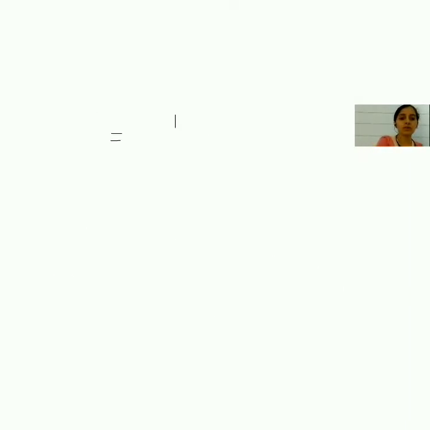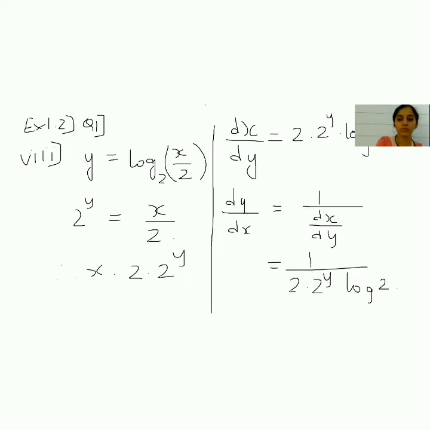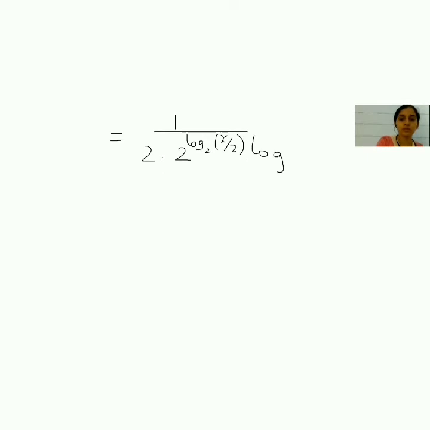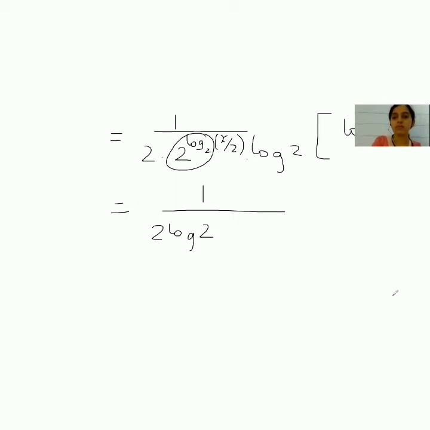So we have 1 upon 2, 2 raised to log to the base 2 of x by 2, into log of 2. Now 2 log 2 is a constant, we'll leave it aside. We have 2 raised to log to the base 2. Now if you have anything like this, what is the answer? It is the function itself.